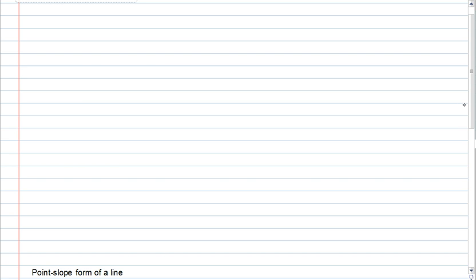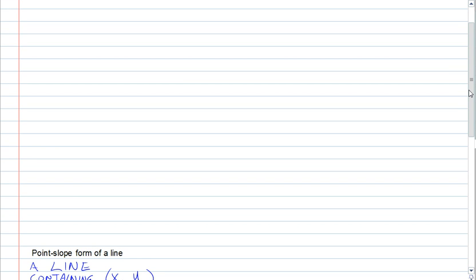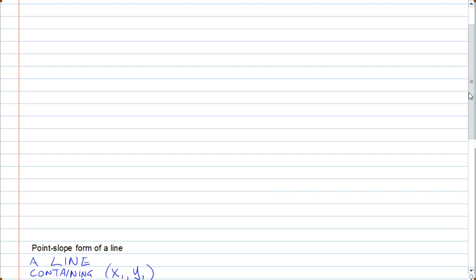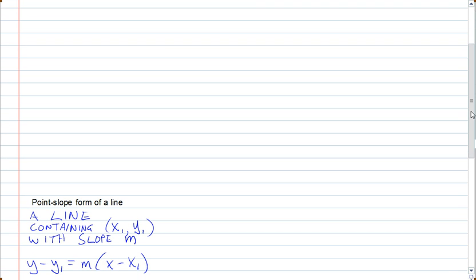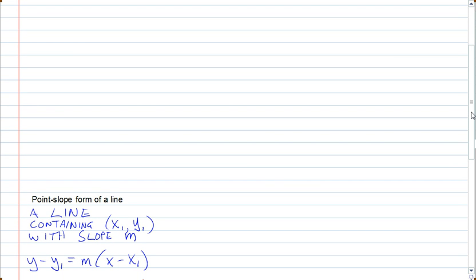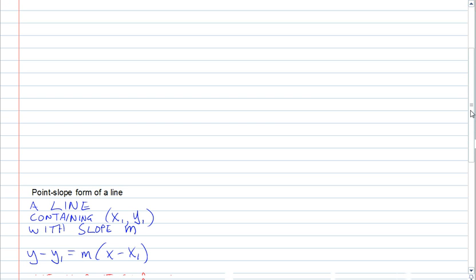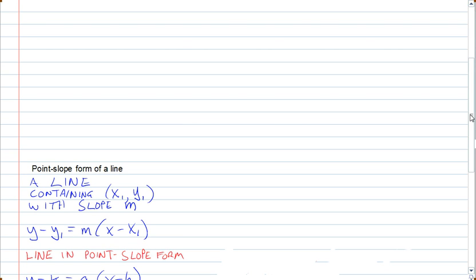Let's talk about the point-slope form of a line. If you have a line containing (x sub 1, y sub 1) with slope m, the equation for that line is y minus y sub 1 equals m times (x minus x sub 1). And we call that the line in point-slope form. The point is (x sub 1, y sub 1), and the slope is m.